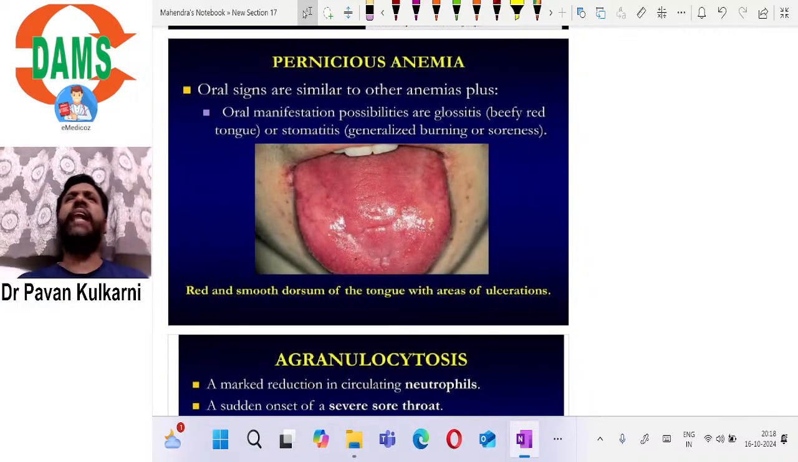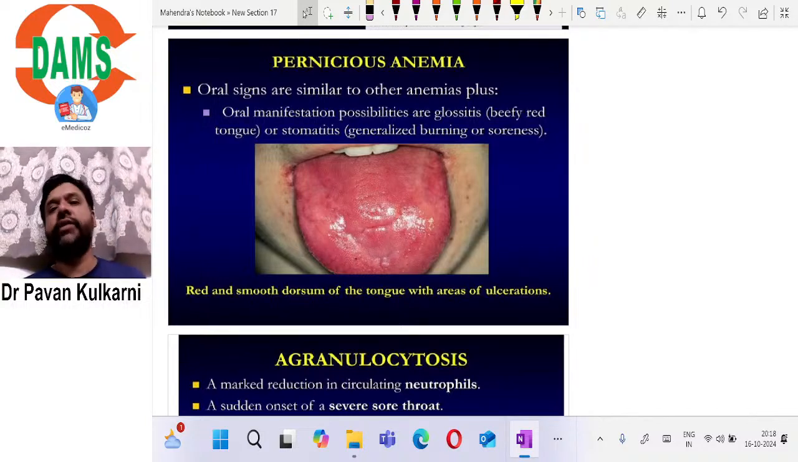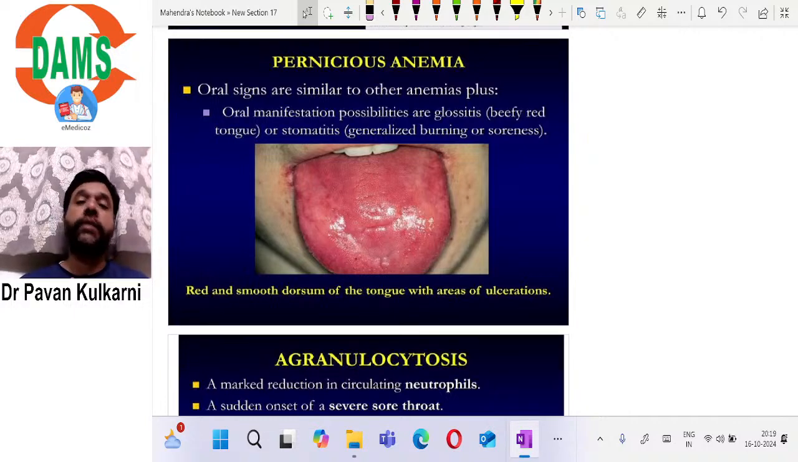There are many other types of glossitis, which I will discuss in the case of pellagra. There is one more important condition called bald tongue of Sandwith. What exactly is this bald tongue of Sandwith? It is seen in pellagra, due to niacin deficiency, where you will see a manifestation typically like pernicious anemia.